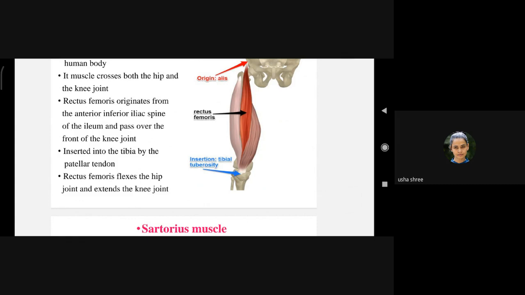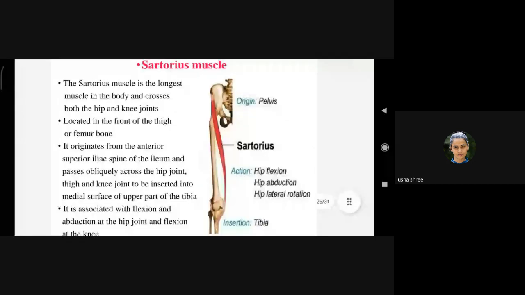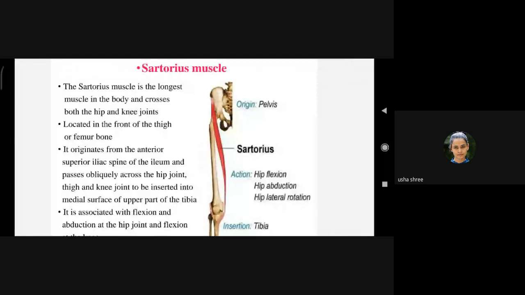Now, the next one is sartorius. Sartorius muscle is the longest muscle in the human body. It is the longest muscle in the human body. So these are very important notes, from the question point of view, these are important questions.